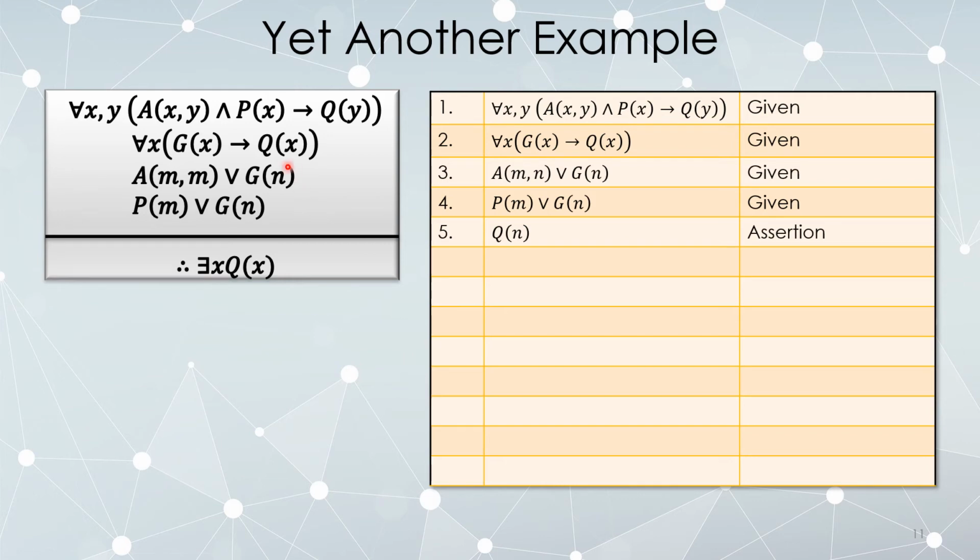Either Q of n, because a G of n will imply Q of n, and I do have two givens that involve G of n, or perhaps Q of m, because A of x comma something will imply Q of that thing, and I have A of something comma m. So I could have also had Q of m as a reasonable assertion, but we're going to go ahead and hope that Q of n works. Since we've made an assertion, we pass to a subnumber. It's not a conditional statement, so we're going to do an indirect proof.